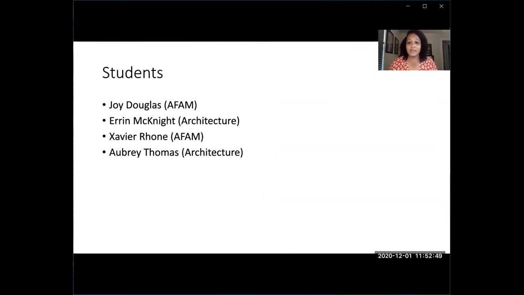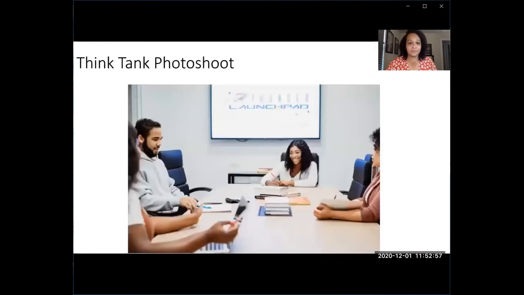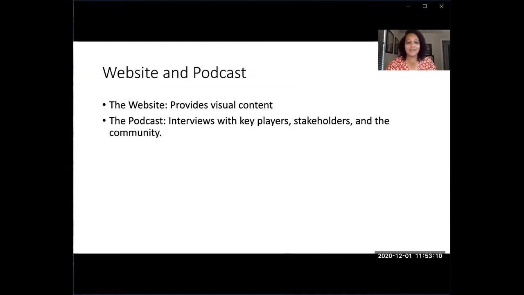And they did their research, they looked around. And again, it was just good timing that these two new grocery stores were about to be opened in the next year. So these are our students in our think tank. We did a photo shoot as part of our website and our social media, and so we'll get to that. But this is them looking like they're working very hard on the think tank and this topic.